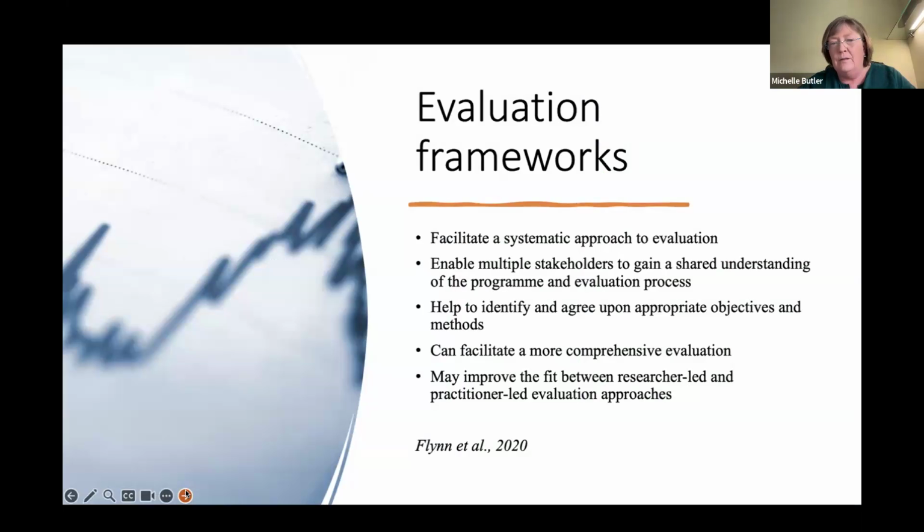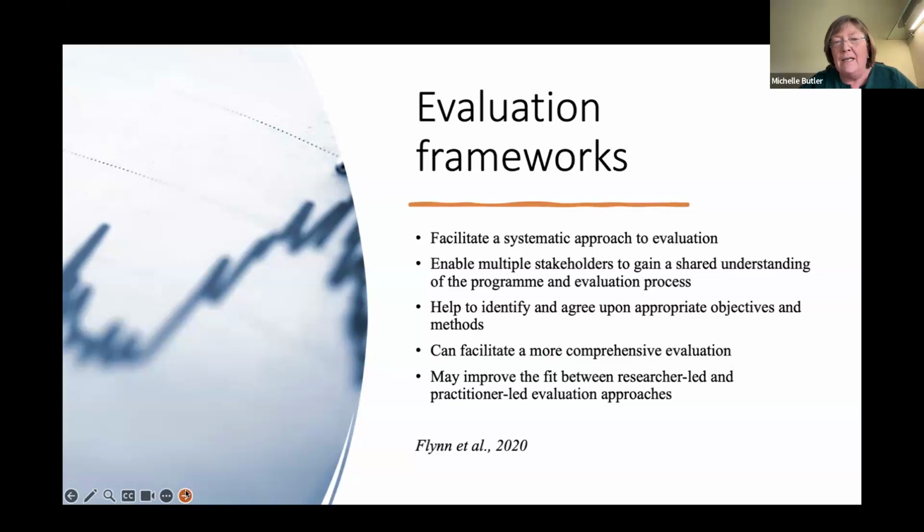I found a really good scoping review published in 2020 by Flynn et al. It's listed in the references at the end, where they did, as I said, a scoping review. They looked at different evaluation frameworks used for dietary change program evaluation, and they found 71 different frameworks. So, there's an awful lot of frameworks out there. And that's only 71 frameworks for that quite niche area.